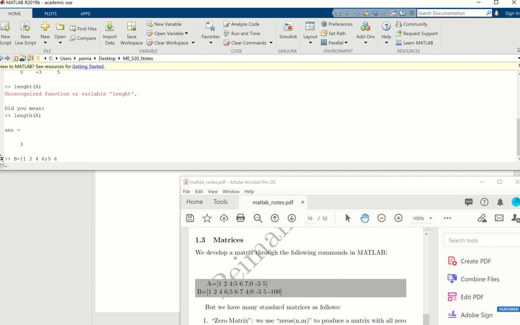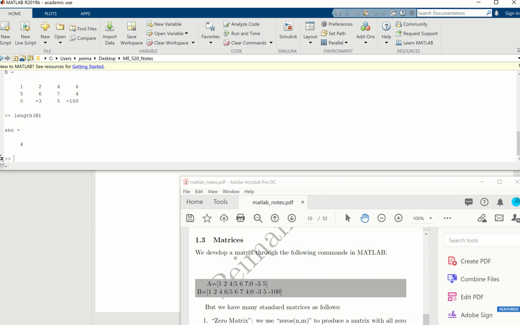And 5, 6, 7, 4. With minus 3, 5, minus 100. This is another matrix. So this matrix has how many rows? 1, 2, 3. How many columns? 1, 2, 3, 4 columns. If I say length of B, it gives you 4. So when you use the length command for the matrix, like a vector, it gives you the highest dimension of that.